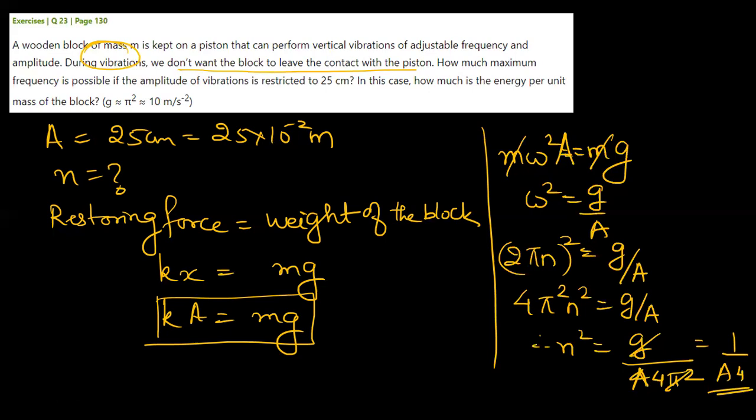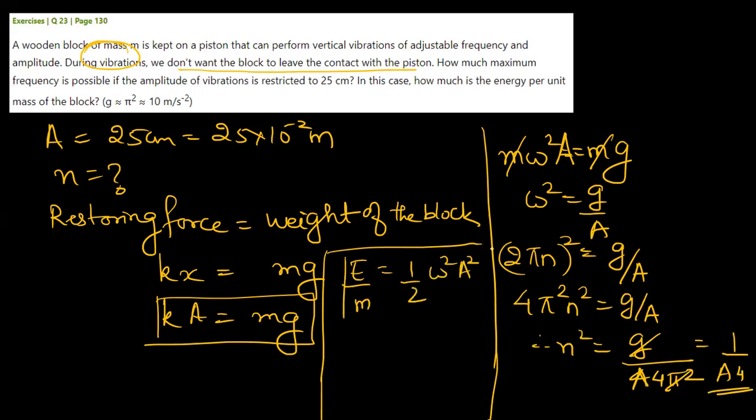What is the energy per unit mass of the block? To find the energy per unit mass of the block, that is the second case. Energy per unit mass is equal to half omega square A square. That is your formula. So again, just put the value and get the answer. That will be your final answer. So the answer will be 1.25 joule per kg. So this much was for the oscillations chapter.